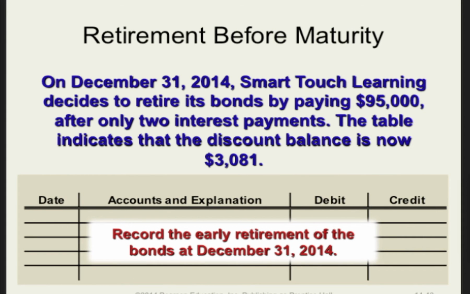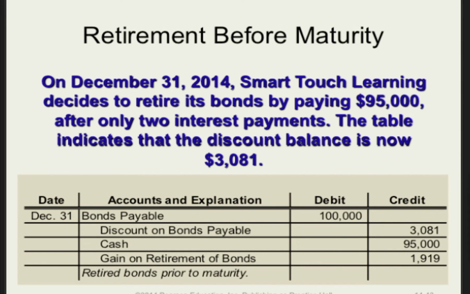On December 31st, 2014, after only 2 interest payments, Smart Touch Learning decides to pay off or retire the bonds. They are required to pay $95,000. At this point, the discount on bonds payable is showing a balance of $3,081. The bonds payable has a balance of $100,000. Record this early retirement of the bonds. Well, this is what that would look like.